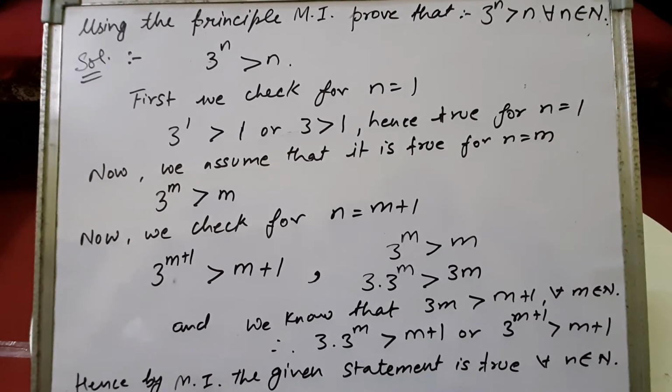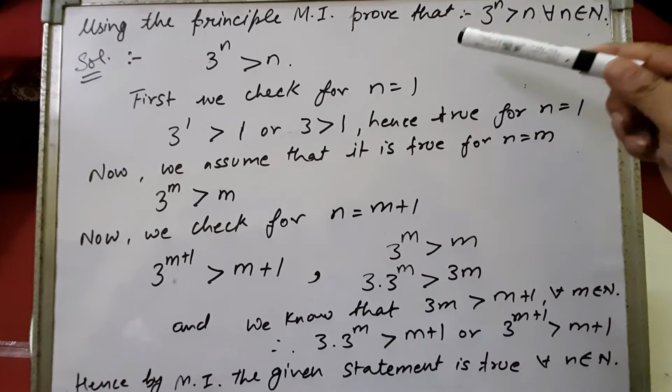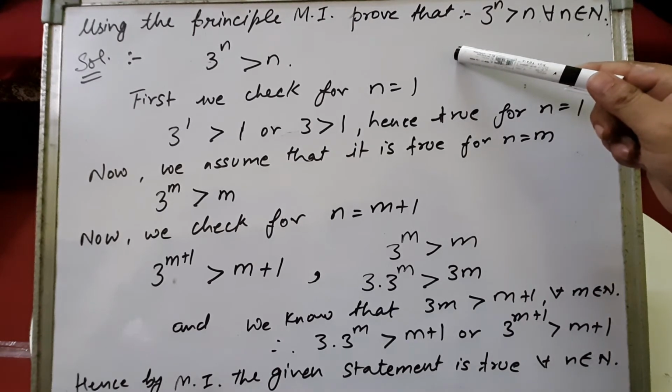Children, this is a different type of sum and reasoning is applied to it. So try to listen to the explanation properly. Do not miss anything. This is the statement that we have to prove: 3 to the power n is greater than n.